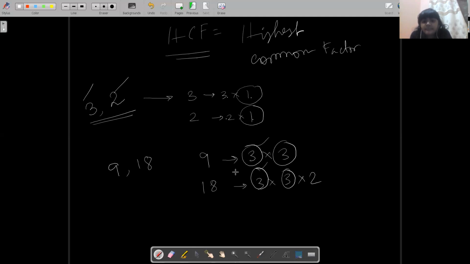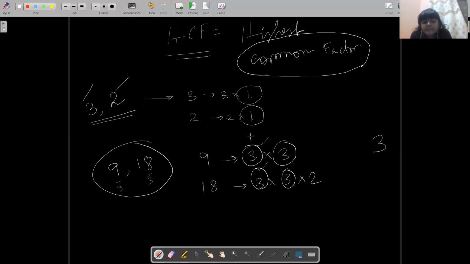So now suppose these 3s are common in these two. If I divide by this 3, is it divisible? Yes. So 3 is a common factor. 3 is a common factor of 9 and 18. Up to there, is it clear?